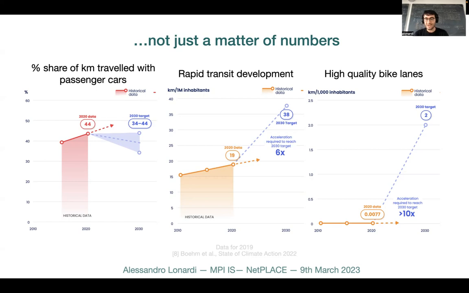And when it comes to high quality bike lanes, you can see that the situation is even sadder, where the projection that we need to reach for the Paris Climate Agreement is the blue one, and the actual state is the orange arrow.